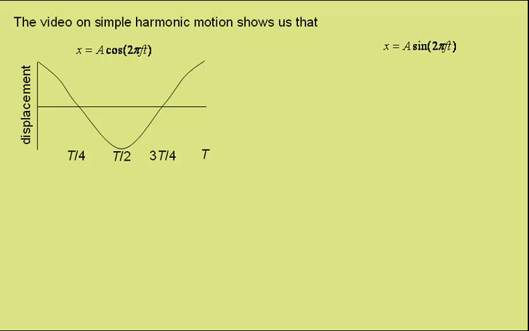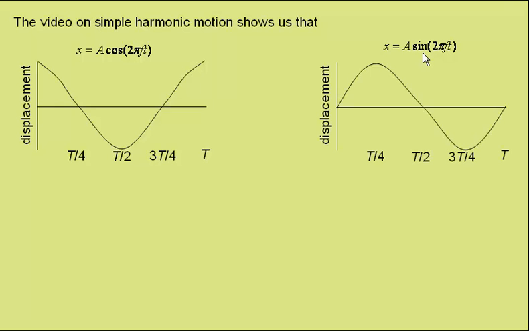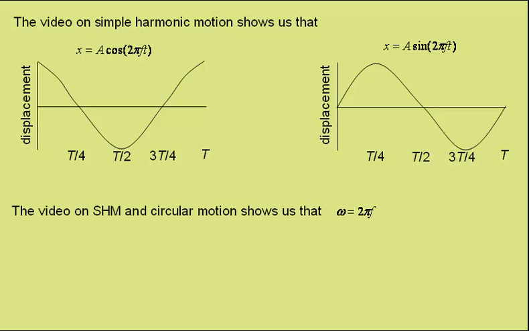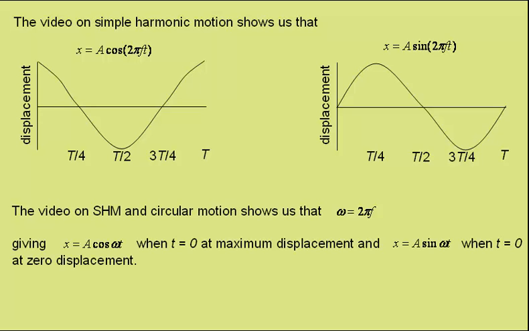We can also have this expression where we've replaced the cosine with the sine, and this is for when the displacement starts at the equilibrium position. So at t equals 0, we're in the middle. The video on simple harmonic motion and circular motion showed us that omega, or angular velocity, is equal to 2 pi times the frequency, giving x equals a cos omega t when we start at maximum displacement, and x equals a sine omega t when we start at 0 displacement.